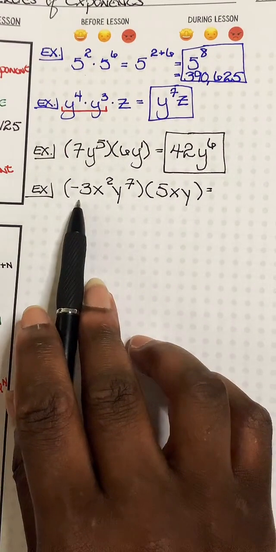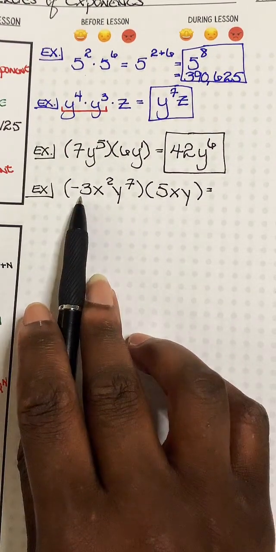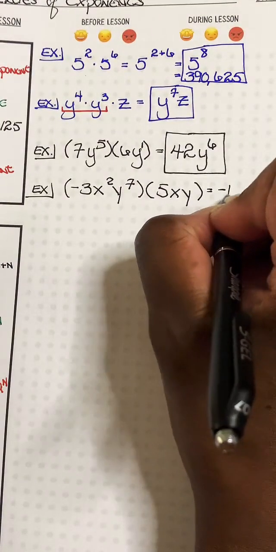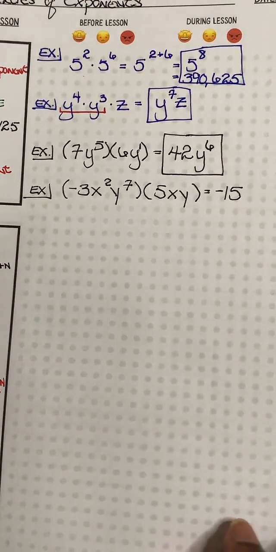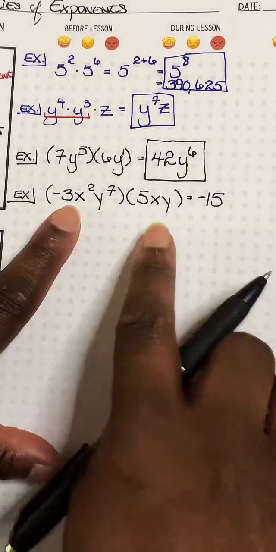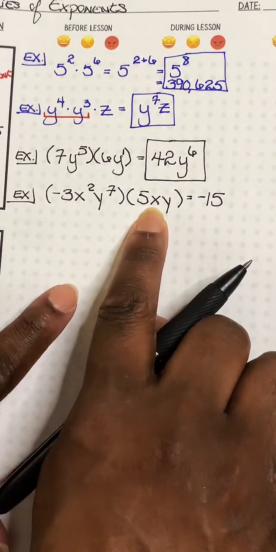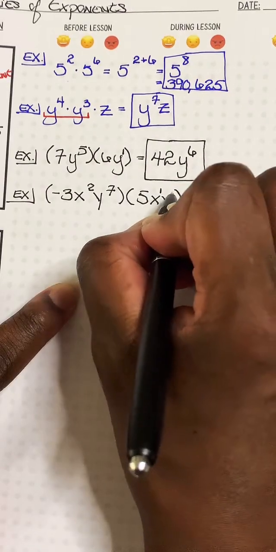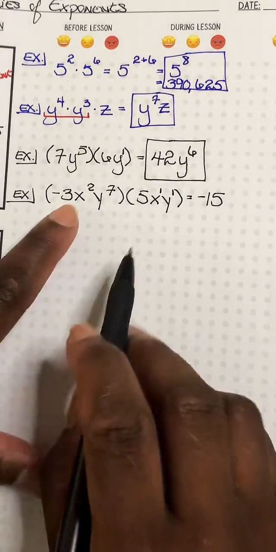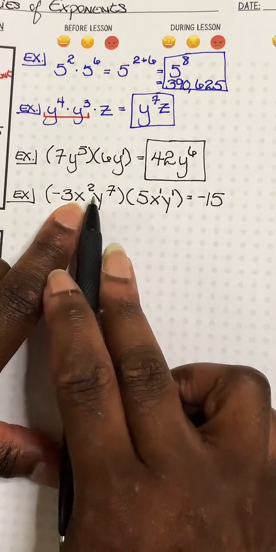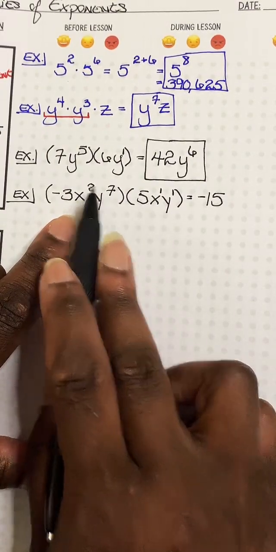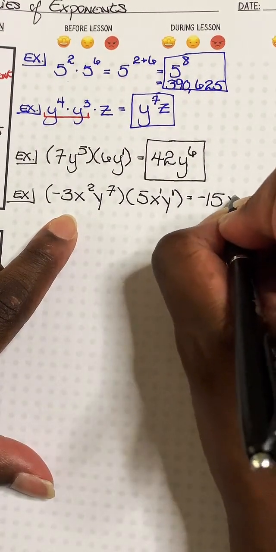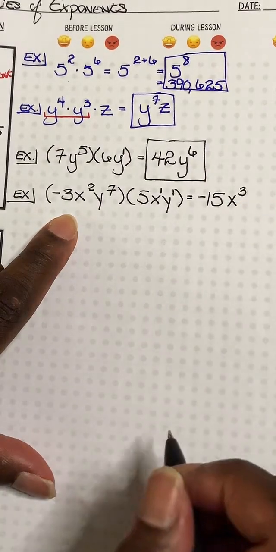Coefficients, we multiply. The coefficients we multiply. -3 times a +5 gives me a -15. All right, so we're good with that. Now, remember what we said. If the x and the y right here, we don't see an exponent, we assume they are ones. So, getting the x's together, since we're multiplying, we're going to add the exponents. So 2 plus 1 gives me 3. So that gives me x to the 3rd power, or x cubed.